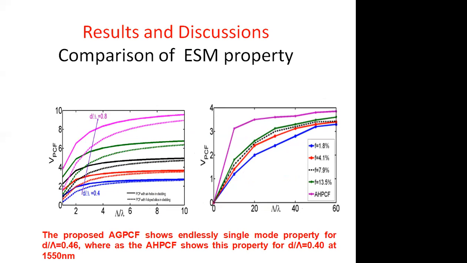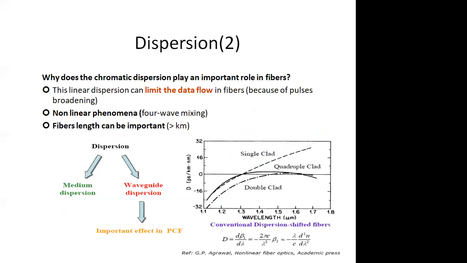And also what we have done is we have changed the doping concentration. जहाँ पे हम rod डाले हैं, we have changed the doping concentration of that from 1.8 to 13.5. That has also shown a very good result, and we can use this for the communication purpose. Right? This I have discussed.